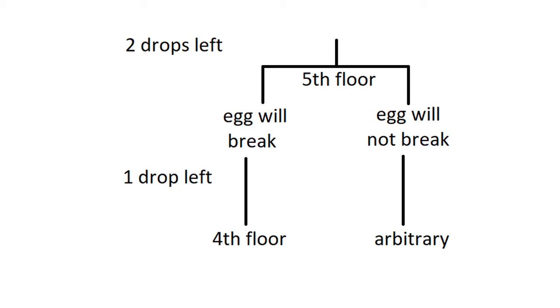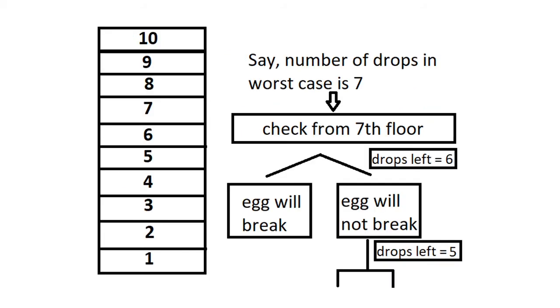So this is the right way to proceed. But what if the egg did not break on falling from the 5th floor? We are left with only 1 attempt and we need to check 5 floors above the 5th floor. So we have to make an arbitrary attempt, and this was not the right way. Why has this situation arisen? It arises because we made the wrong assumption that the number of steps required in the worst case is 3. Since we fell short of steps, we can start with a higher number of drops, that is 7.